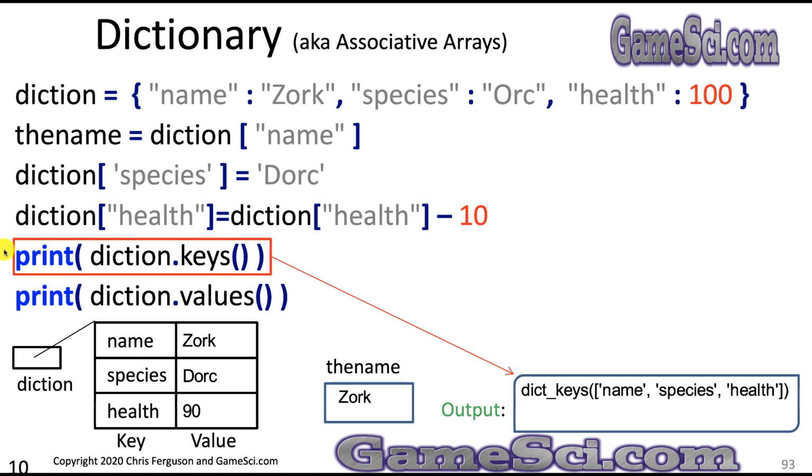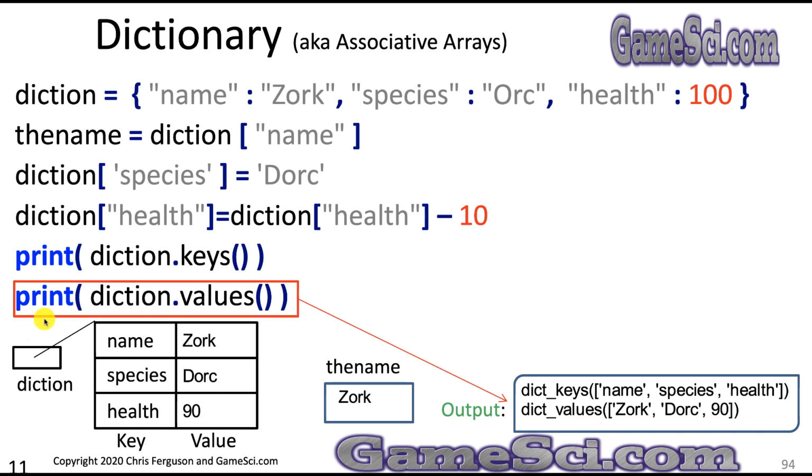Here's a way to access all the keys in a dictionary. I'm going to go to diction.keys. Remember, a dictionary is an object reference. Remember this syntax. Go to the object reference diction. The dot says go inside that dictionary, and keys is a method inside that dictionary that will return all the keys stored in the dictionary. And you can see on the output, the key name, the key species, and the key health are returned by diction.keys. This is useful if you want to loop through all the items in a dictionary.